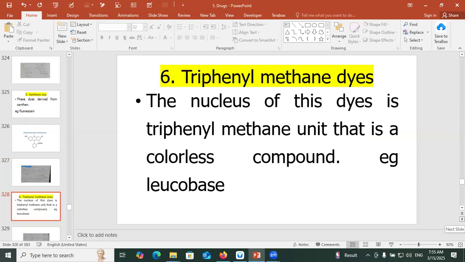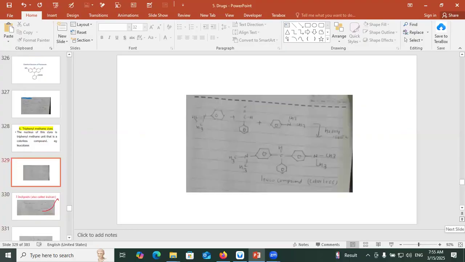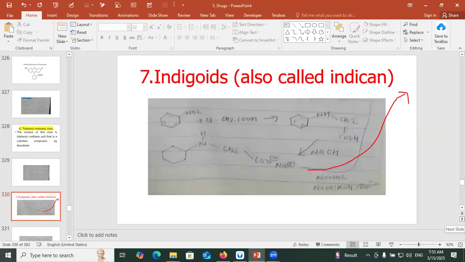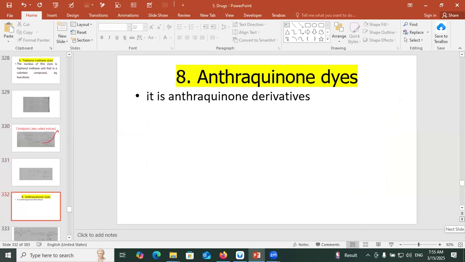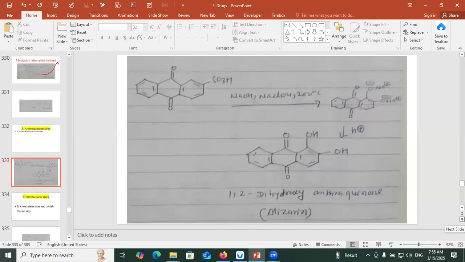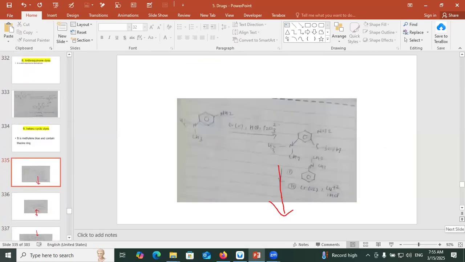Triphenyl methane dyes: the nucleus of these dyes is the triphenyl methane unit, which is a colorless compound, example leucobase. Indigoid dyes, also called indigoids. Anthraquinone dyes are anthraquinone derivatives. Heterocyclic dyes, example methylene blue, contain a thiazine ring.